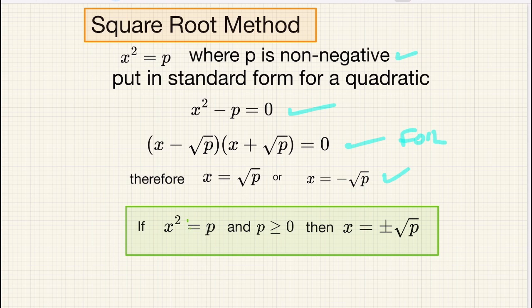So in general, we come up with this relationship right here. When we have an equation where the coefficient in front of the x term is 0, so if x squared is equal to p, and p is greater than or equal to 0, then we get x is equal to plus or minus the square root of p.